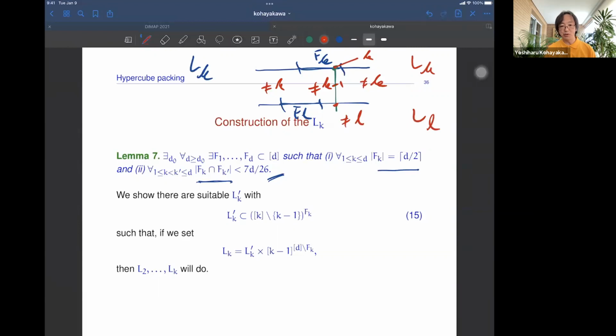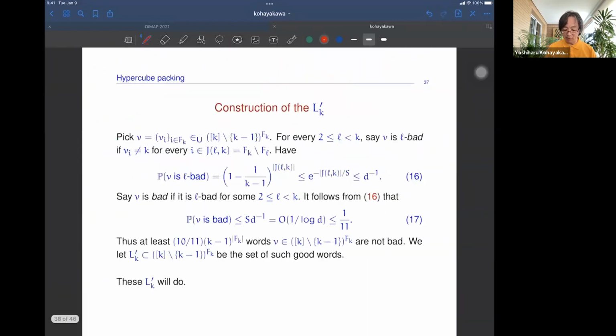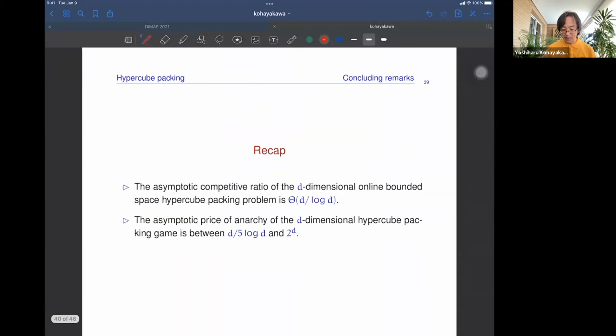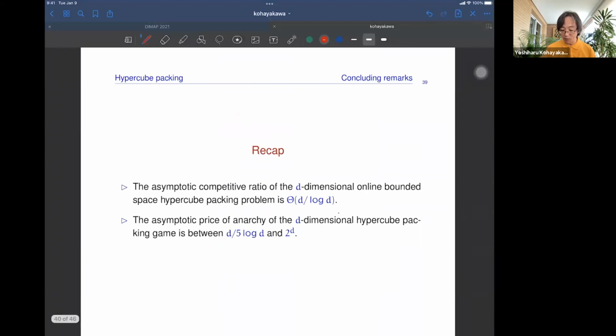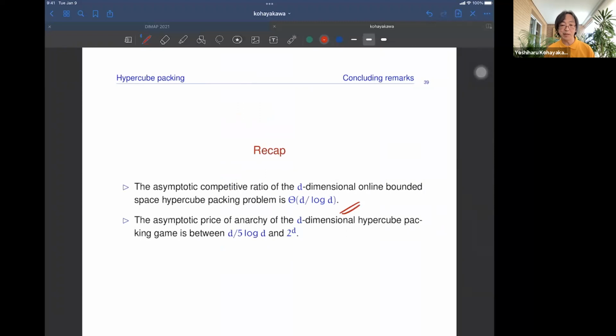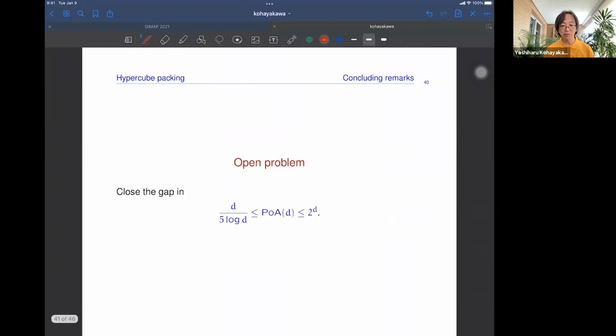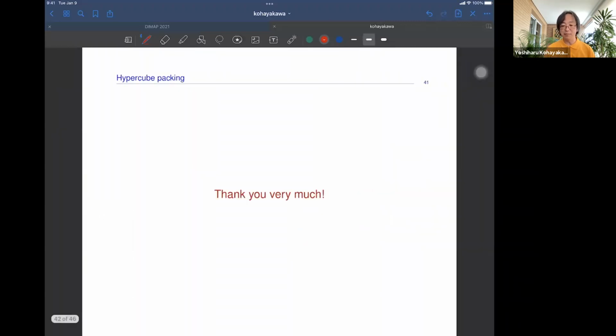I'm sorry, I should stop here. There are some calculations here. So again, what we did is that for this online bounded space beam packing problem, we know the difficulty of the problem is d over log d. In this game version, in the game problem, there's a huge gap, and I think it would be nice to investigate this more. Thank you very much. I'm sorry, I'm out of time.